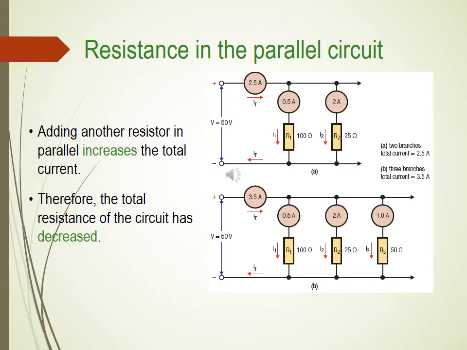So whilst in a series circuit, if you insert an additional resistor or an additional light bulb, the current will decrease because the resistance of the circuit increases. In a parallel circuit, when you add an additional load, that load will consume some additional current from the supply, and because it's in parallel, that current is added to the total current. So adding another resistor in a parallel circuit increases the total current. Therefore, the total resistance of the circuit must decrease. We'll see that soon in the formula.